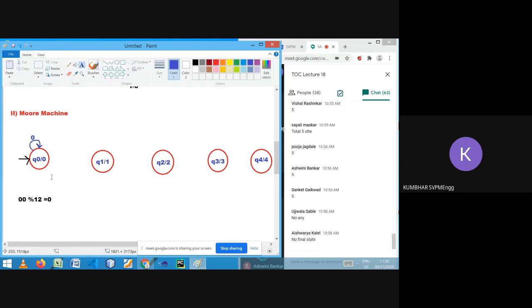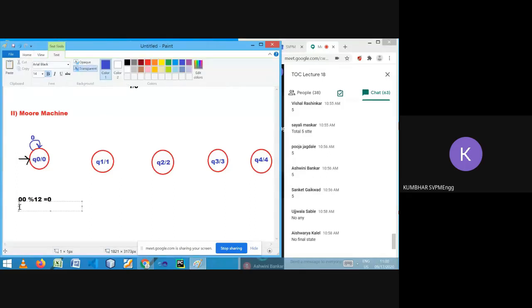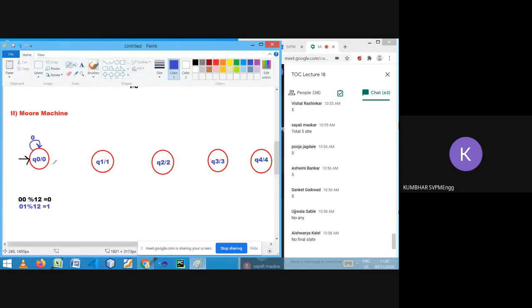In Q0, if you read 0, you go to the next state in the same Q0, which is with the output 0. So it will print the 0. Then if you go for 1, 0, 1 mod 2, what will the output be? 1. So the output state is Q1. So we should show that here. Fine. Q0 to Q1. And input is 1.